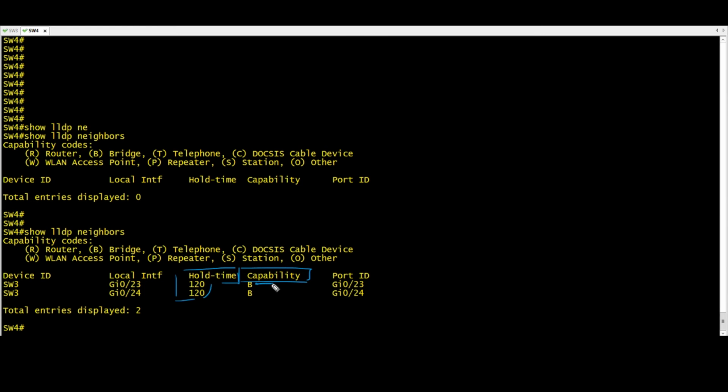So here the capability shows itself as B, but just like before, we've got this table at the top that gives us an output of what the table actually means. And in this case, they use the terminology of bridge instead of switch. So what about the details?